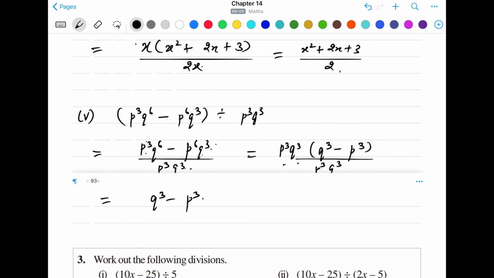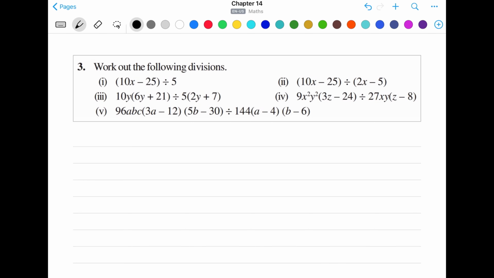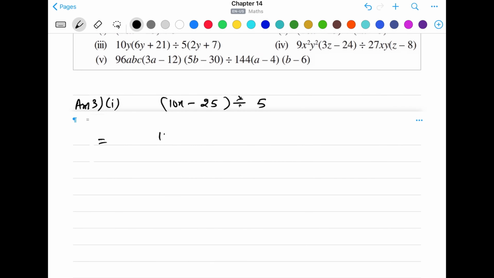Now moving to the next one, question number 3. Again we have to divide a polynomial by a polynomial. Let's start answer number 3. Part first, we have to divide 10x minus 25 by 5. So let's write them in division form. First we have 10x minus 25 divided by 5.